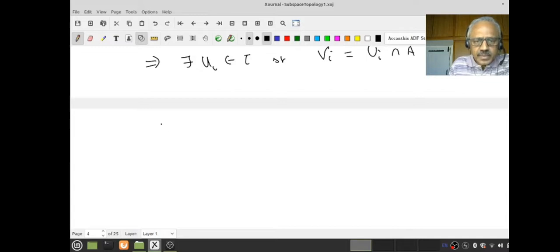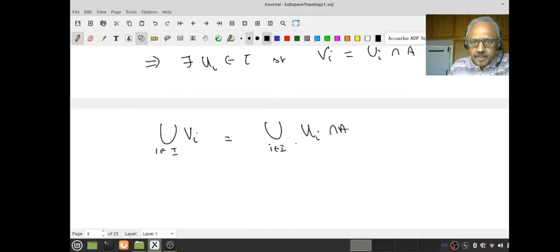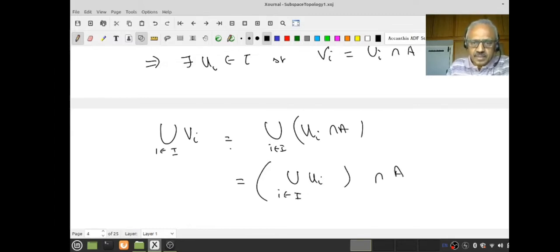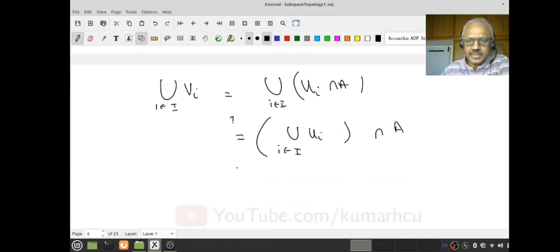Let us look at union V_i, i in I. This is the same as union of U_i intersection A, i in I. But notice that this is the same as union U_i, i in I, and this intersection A. I hope you know how to prove it. But since U_i are in tau, this is in tau. Therefore, this is some U intersection A. It's of the form where U is union U_i, i in I, and this is in tau.